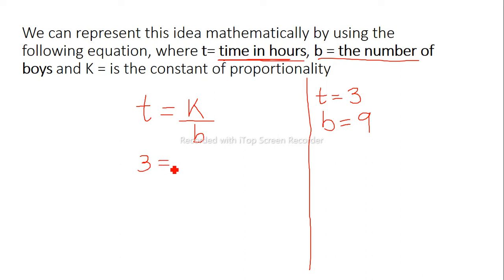And 3 equals K, the constant of proportionality. We need to figure out what that is, and we do not know yet. So we keep K, and it's going to be over B. B is the number of boys that we have, which is 9. Now, to solve for K, what do we do?